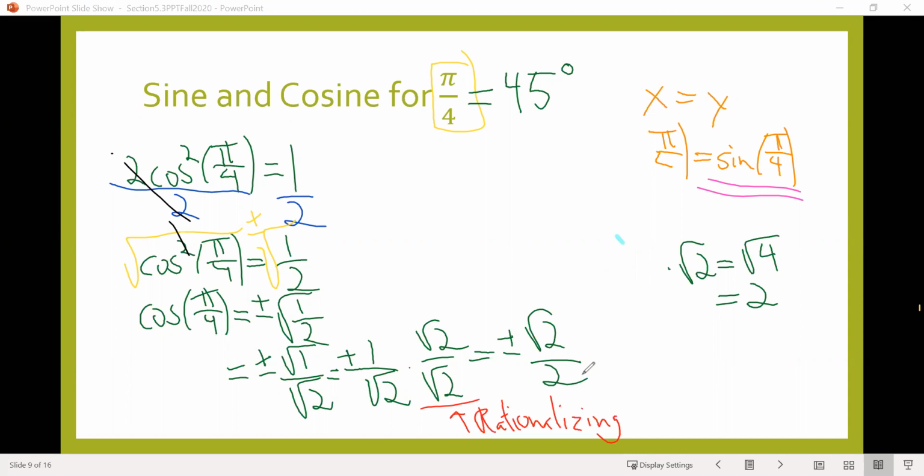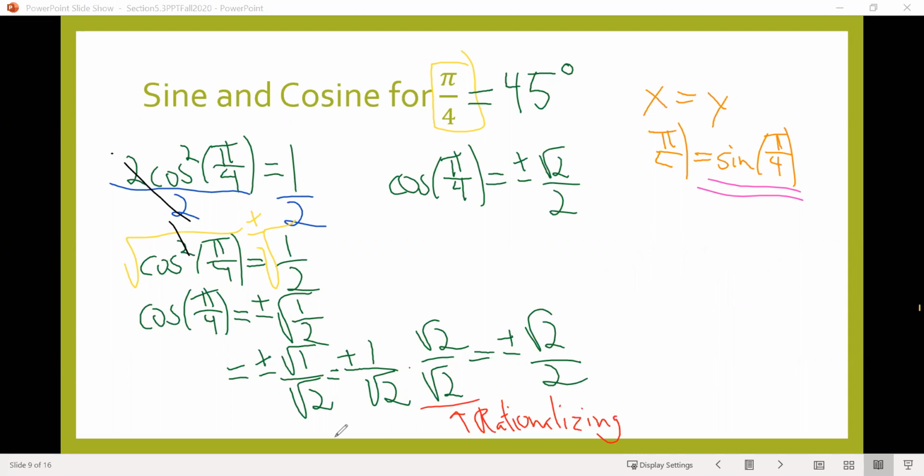Now what all that long work has done is given us a value for the cosine of pi over 4. So we have the cosine of pi over 4 is plus or minus root 2 over 2. Now as I discussed at the end of the last video, the cosine value cannot be either plus or minus. It has to be one of those. So how are we going to decide which one it is?